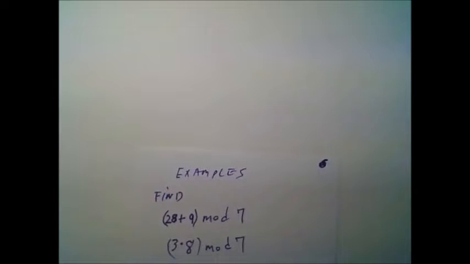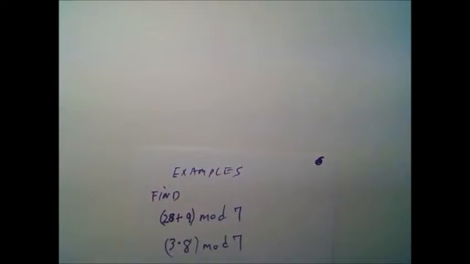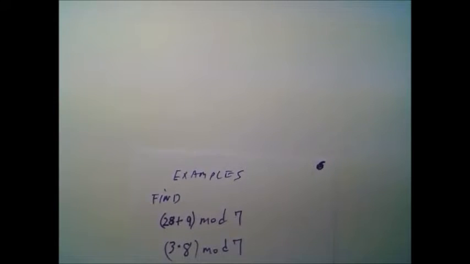Next, we want to find out what 3 times 8 is in mod 7. We know in ordinary arithmetic 3 times 8 would be what? If you said 24, you're right. But in mod 7, it would be something different. If you're in mod 3, it would be something different. If you're in mod 2, it would be something different. So that's what you have to be concerned with when you're working in these different mods.